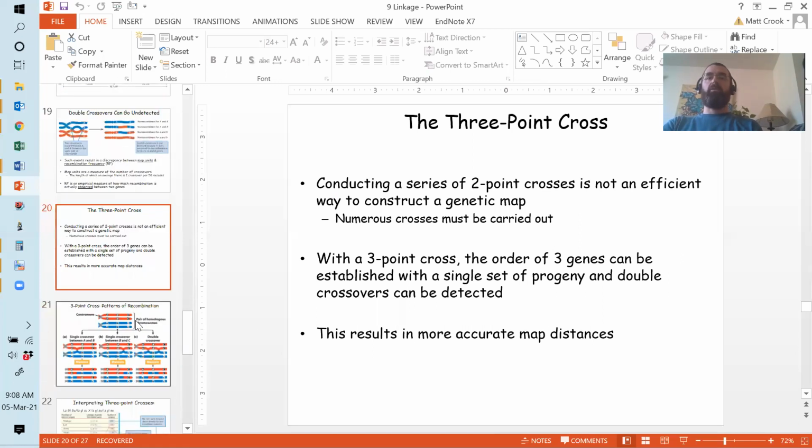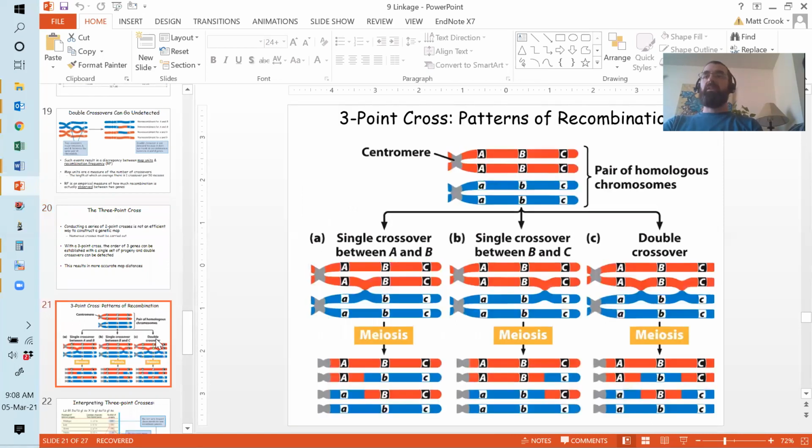So you get a more accurate result, right? So I'm going to show you a kind of a picture of this. We're going to talk about this for a bit, and then we're going to do a bunch of practices, right? Because this is how you get good at doing this stuff. It's just like doing math problems, right?